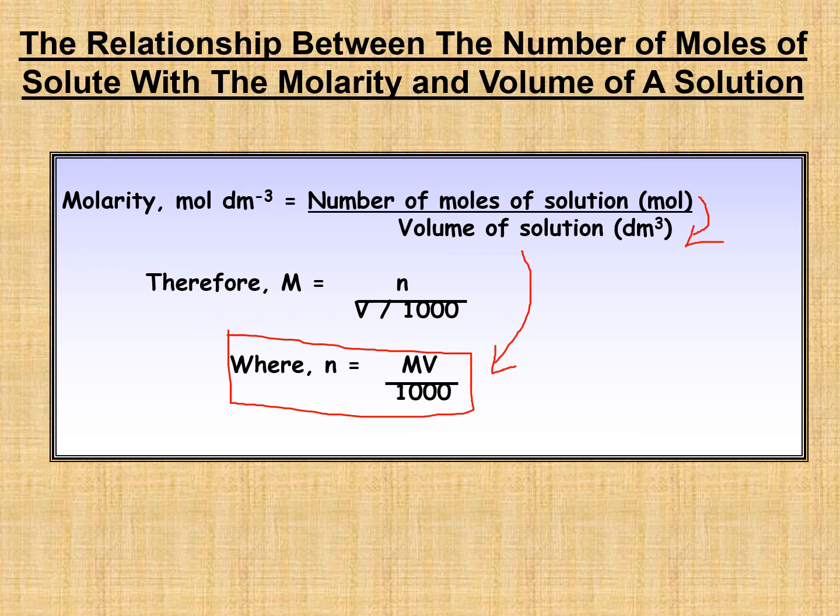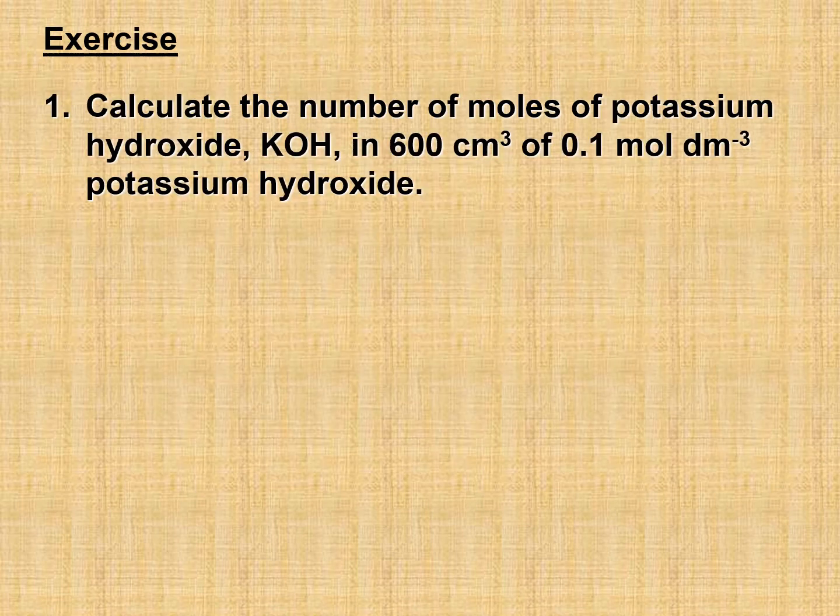So n is equal to MV over 1000. M is the molarity in mole per dm cube. V is the volume. It should be in centimeter cube. That's why we have 1000 here to convert centimeter cube into decimeter cube. If the question asks you already in decimeter cube, you don't have to divide by 1000. This is a formula to calculate number of mole.